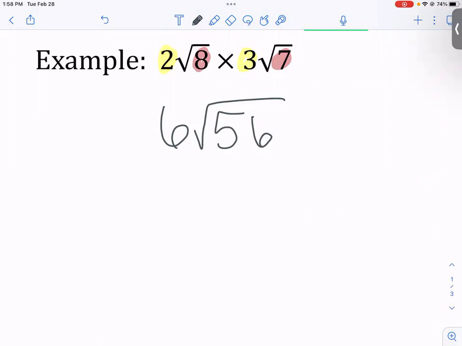Okay, 56. Is there a perfect square that divides into 56? 8's not a perfect square. 16. Oh, 4. So 4 times 14. Oh, wait. Good now? Yeah.